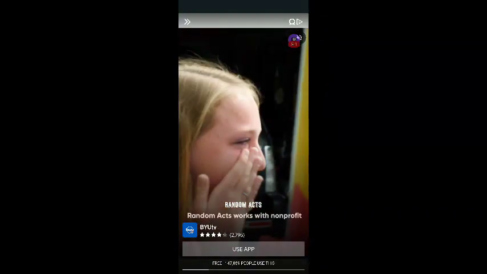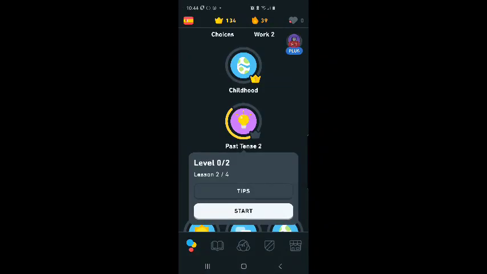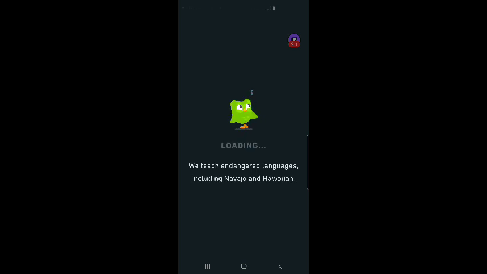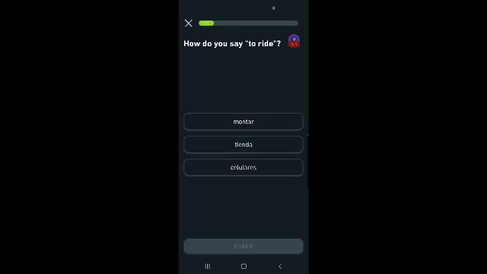Oh. Boy, I'm tired of these. They really want me to pay for it, but I'm not going to. Okay, let's go to practicing hearts for hearts. Loading. We teach endangered languages, including Navajo. How do you say to ride? Montar. Montar.